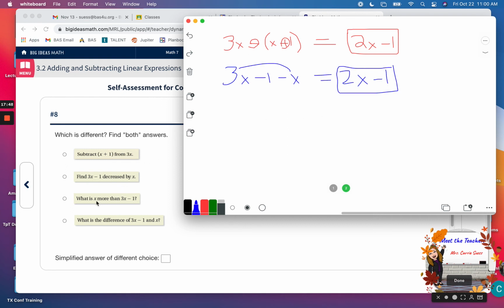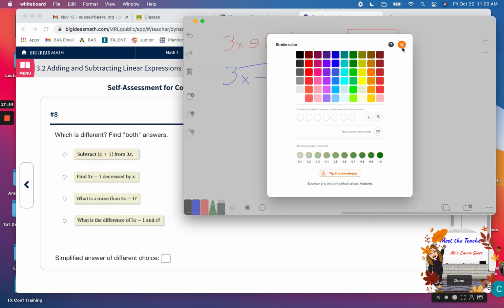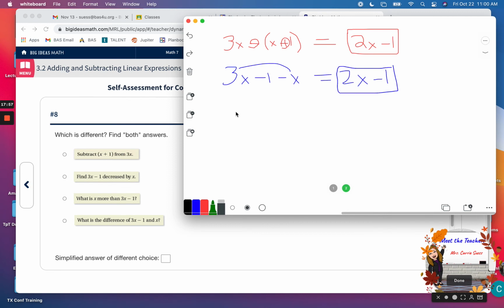Okay, let's look at the third one. What is x more than 3x plus 1? Which part comes first? X. In this case, it does not matter because you're doing addition. Okay, but x more than this. So I'm going to say x plus 3x minus 1. Okay, so I have an x plus 3x. What am I going to get? 4. 4x plus 1. Is it a plus 1? No, negative 1.